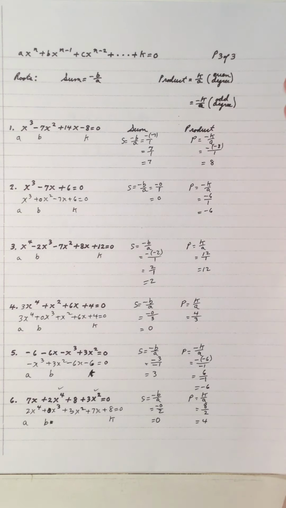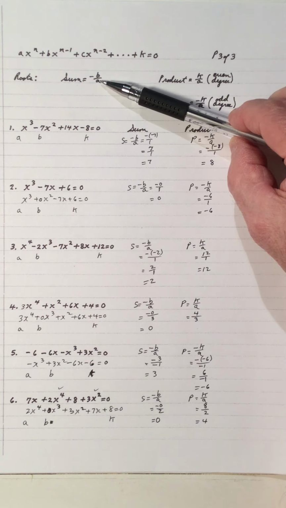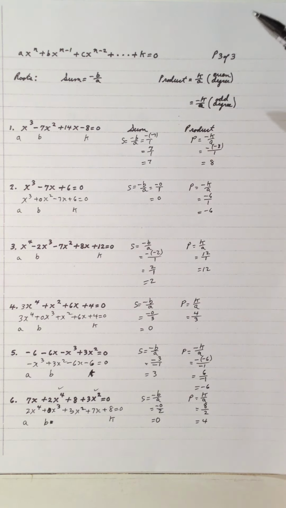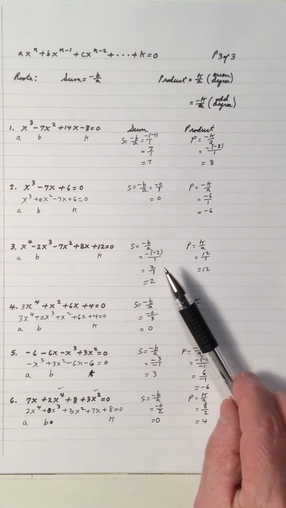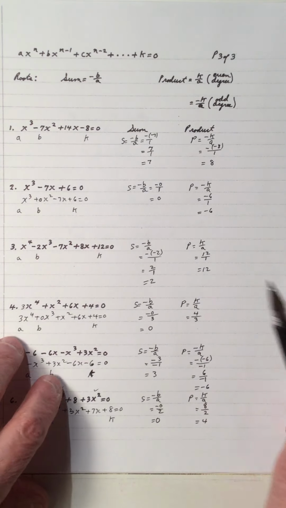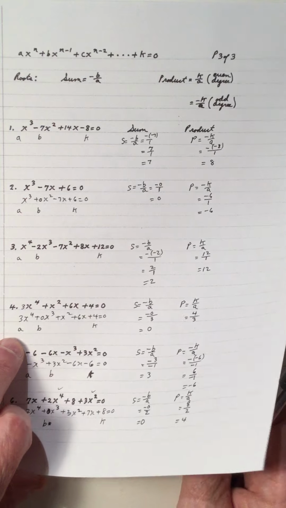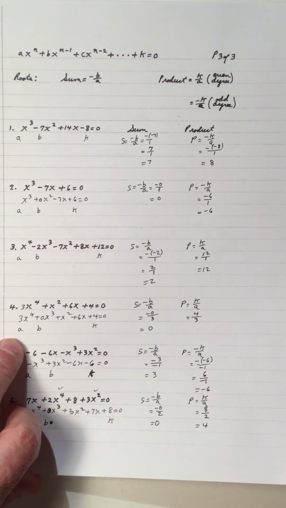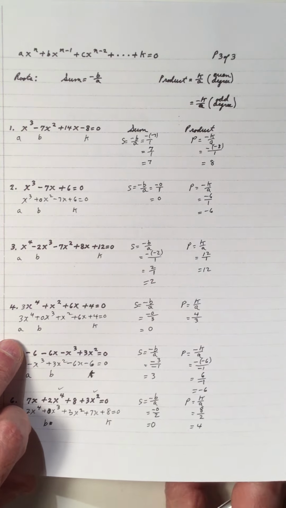Again, for any polynomial equation, the sum of the roots is negative b over a. The product of the roots is k over a if it's even, like 2, 4, 6. And if it's odd, like x to the 1, x cubed, x to the 5, x to the 7, negative k over a. So that's a good way to find the sum and the product of the roots that I will use in the next video. So you have to know this for me to do the next video. Questions are going to be a little bit different and tougher.